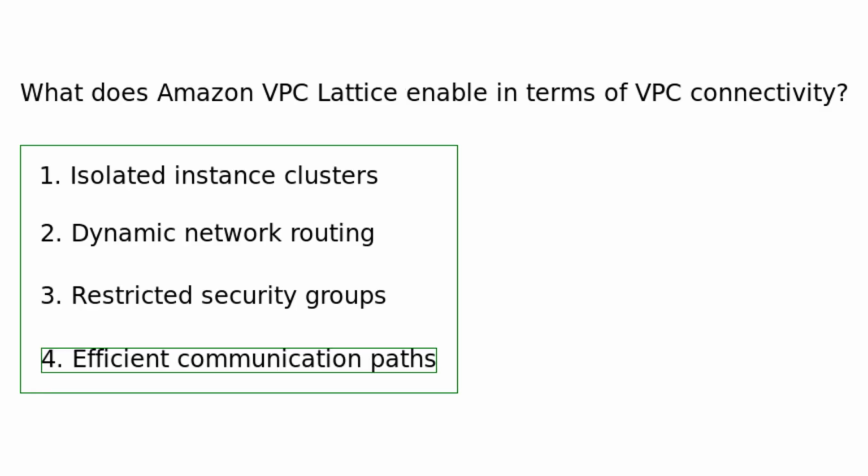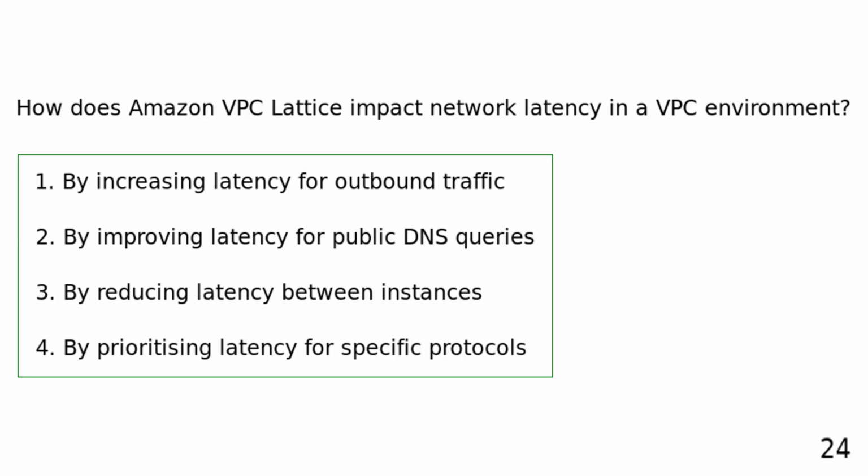Amazon VPC Lattice enables efficient communication paths within a VPC by creating a fully connected mesh network architecture for seamless traffic flow. How does Amazon VPC Lattice impact network latency in a VPC environment? By increasing latency for outbound traffic. By improving latency for public DNS queries. By reducing latency between instances. By prioritizing latency for specific protocols.